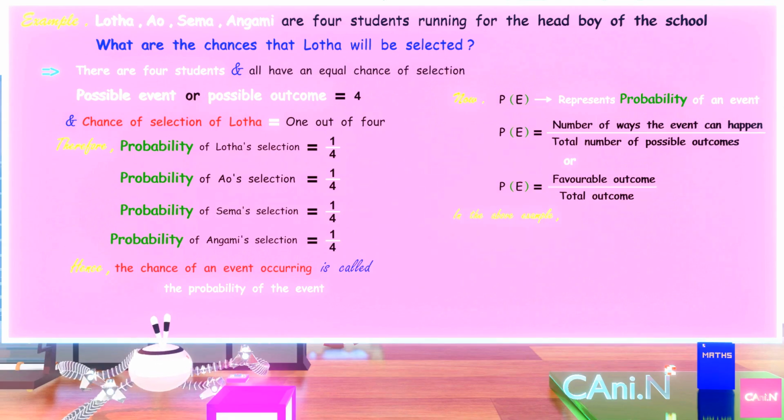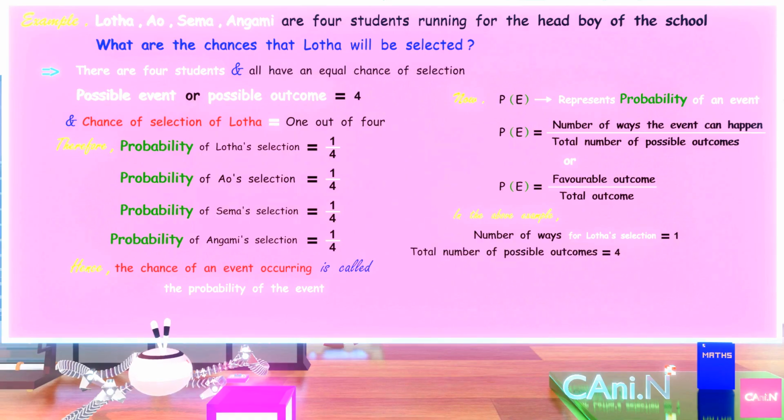In the above example, number of ways for Lotha's selection equals 1. Total number of possible outcomes equals 4, since there are 4 students. Therefore, probability of Lotha's selection equals 1 by 4.